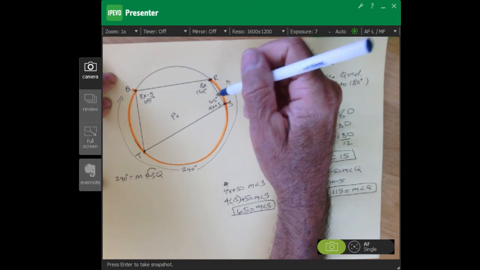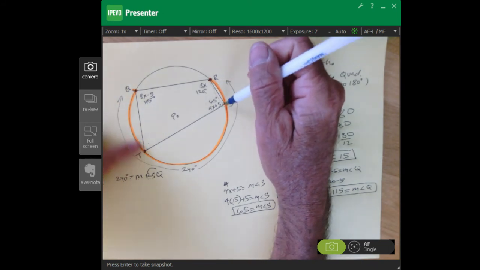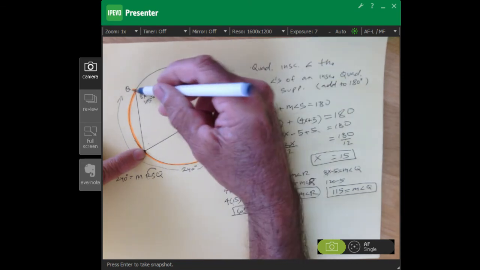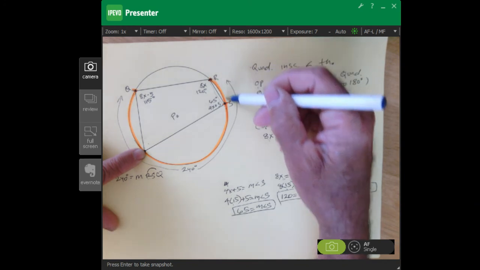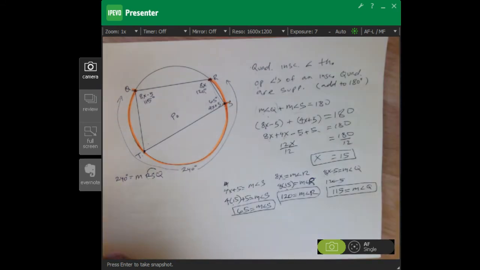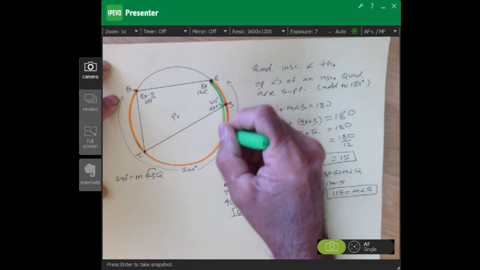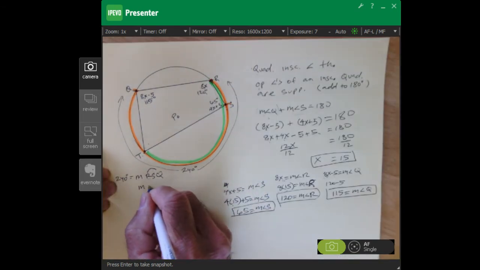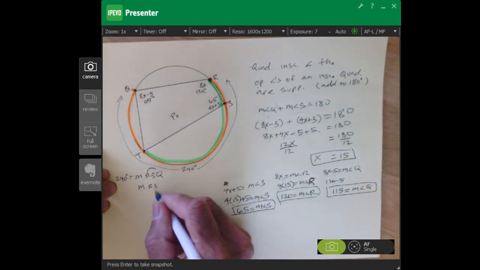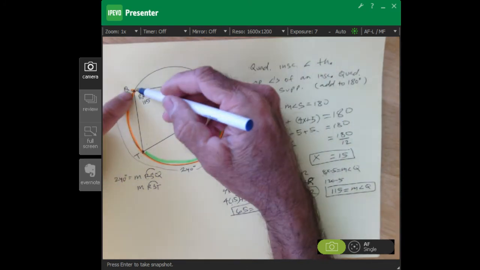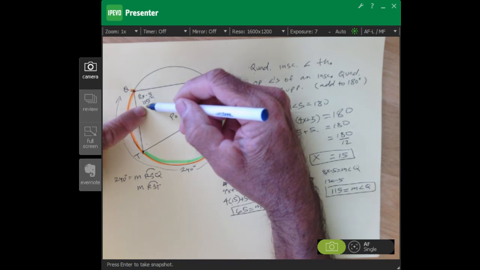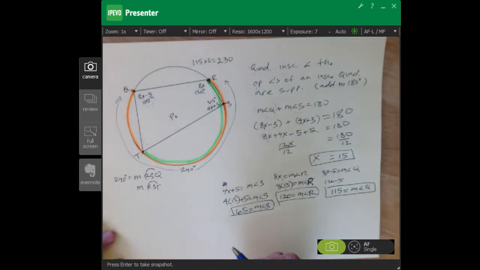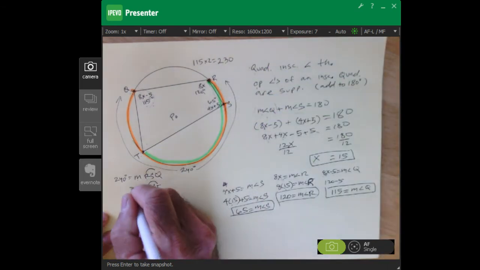Now, let's say we look at this arc. We're going to look at this angle Q. It intercepts this arc right here. It goes from R all the way to T. So if we look at this arc, the measure of R, it still goes through S, but now it ends at T. This one matches up with angle Q, which is 115. 115 times 2 equals 230. So what that means is this green arc, which is RST, the measure has to be 230 degrees.